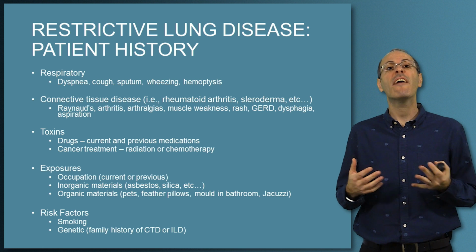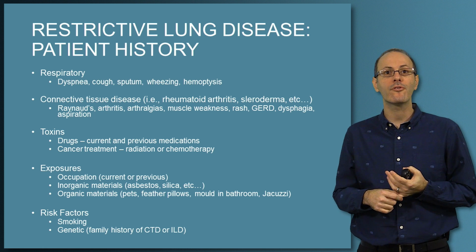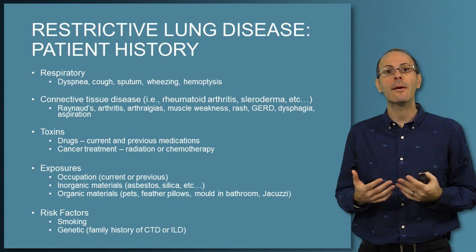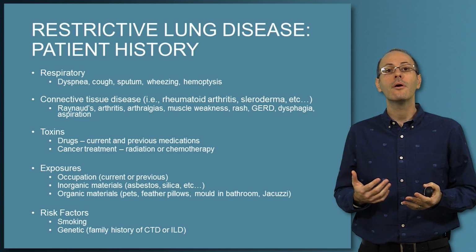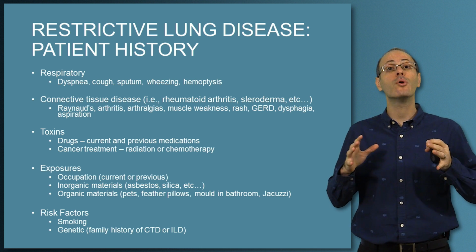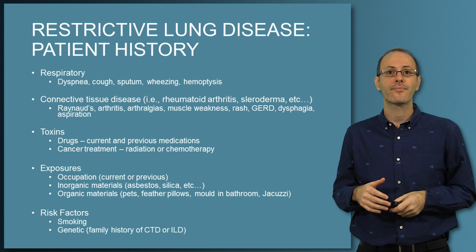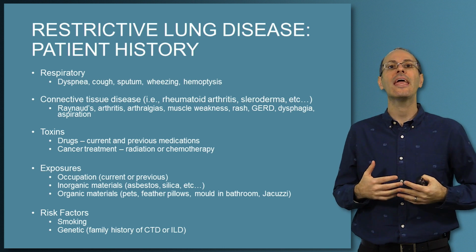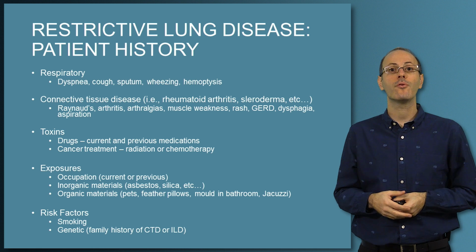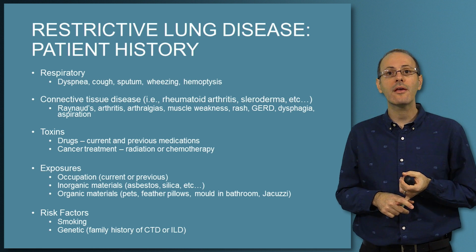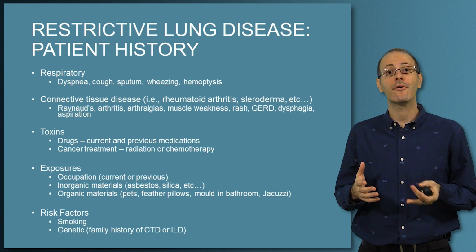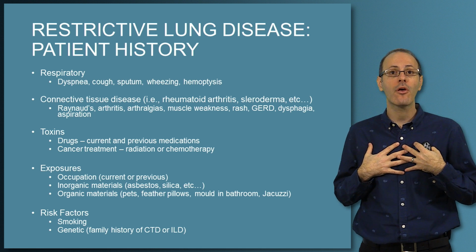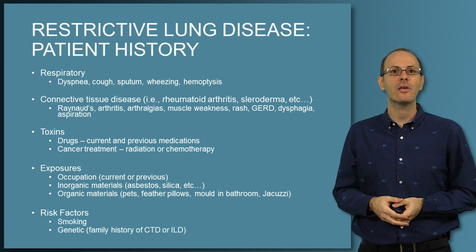Of course, you would ask every patient if they have respiratory symptoms, so dyspnea, cough, sputum production, wheezing, and hemoptysis. But then we start to get down into the possible causes of interstitial disease. So for example, connective tissue diseases can cause interstitial lung disease. So diseases like rheumatoid arthritis, scleroderma, and others. So we need to ask questions that are outside of the lungs, but might be related to connective tissue disease.